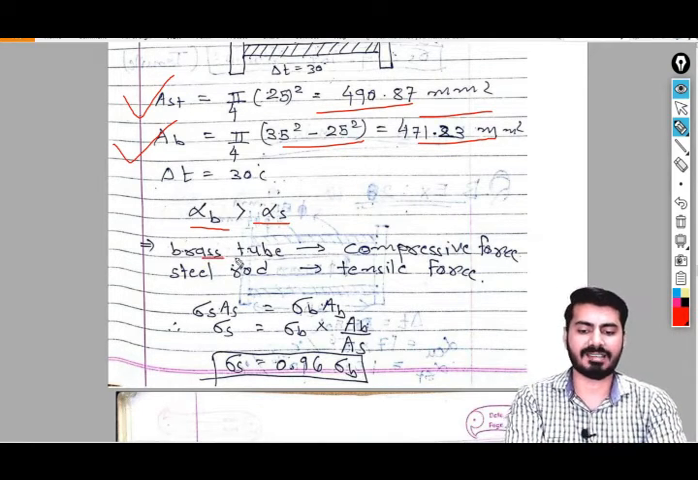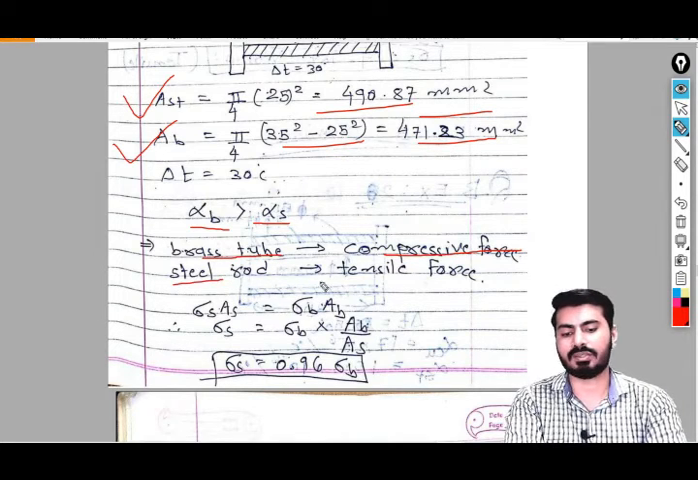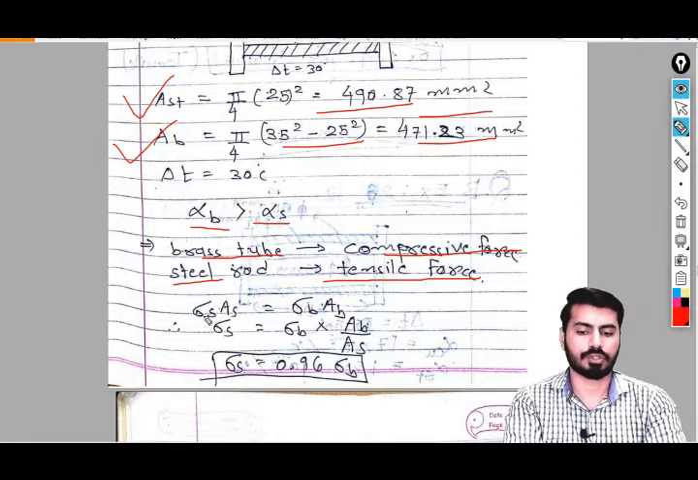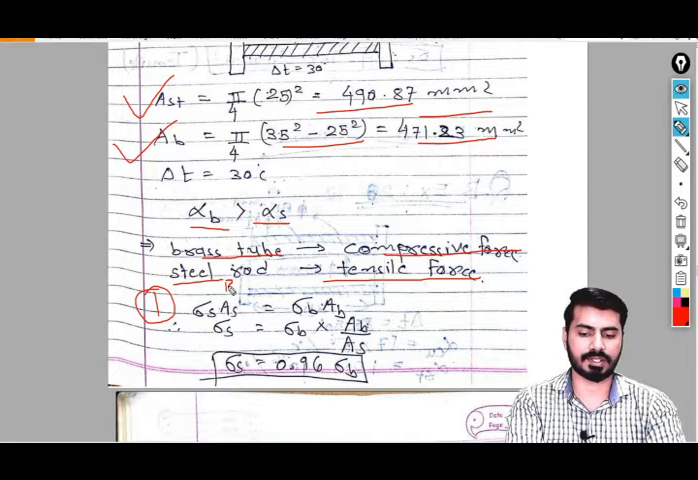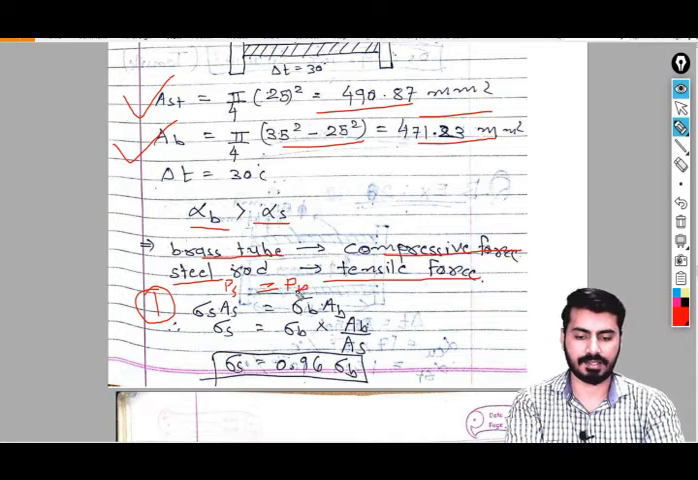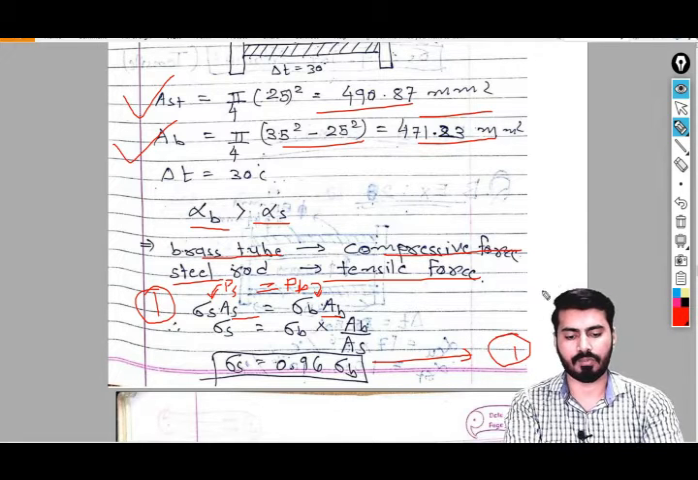That you need to remember. So the larger alpha is the brass tube. The brass tube will have a compressive force and the steel rod will have the tensile force. So the first step is this one: the force for the steel is equal to the force for the copper or brass, and if you write the force in terms of stress, you can write it like this. Put in the values of the area, cross multiply and simplify, and you will get this equation. This is our equation number 1.